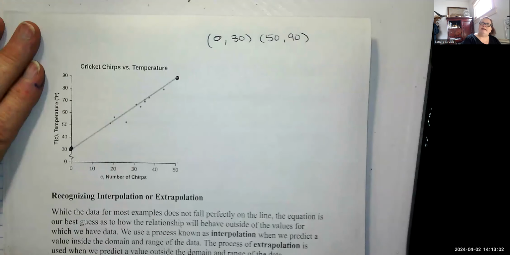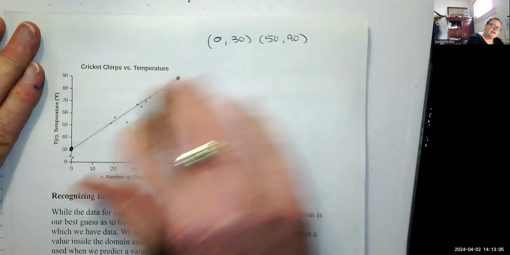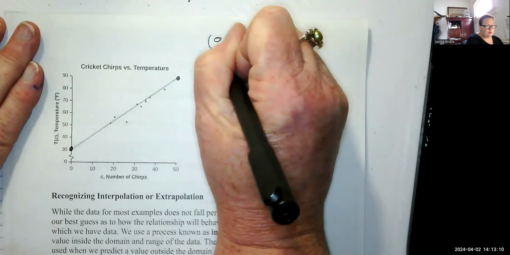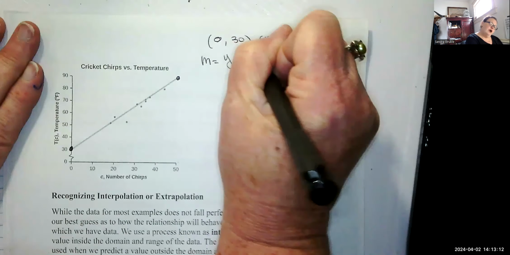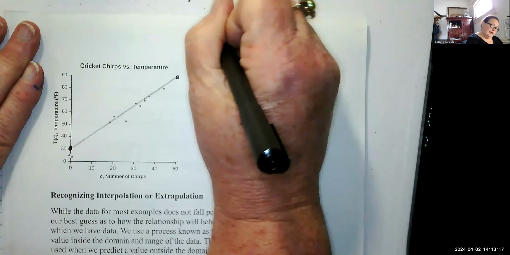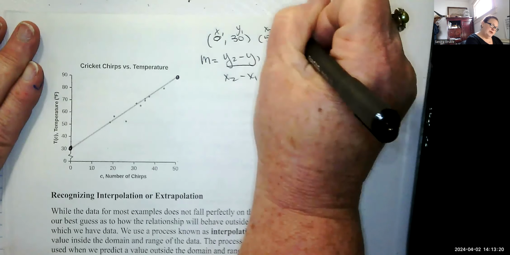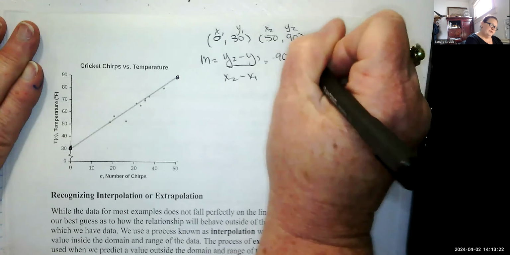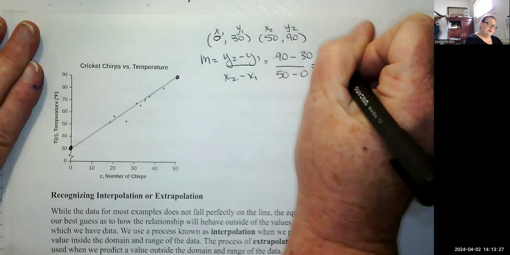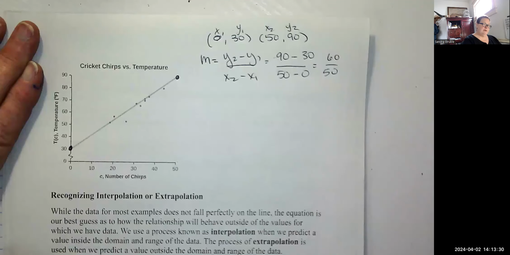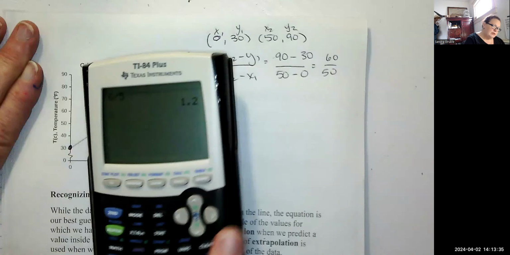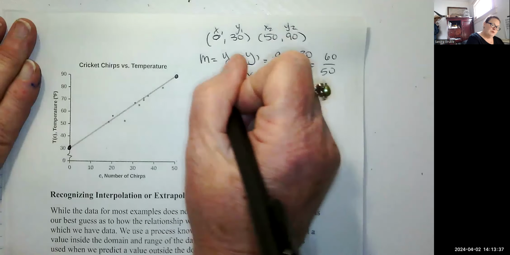From this, we could create a function. To create a function given two ordered pairs, we need to find our slope, which is m equals y sub 2 minus y sub 1 over x sub 2 minus x sub 1. Okay. Label real quick, x1, y1, x2, y2. 90 minus 30. X sub 2 is 50 minus 0. 90 minus 30 is 60 over 50. 6 divided by 5, or I'm sorry, 60 divided by 50 is 1.2. So our slope would be 1.2.